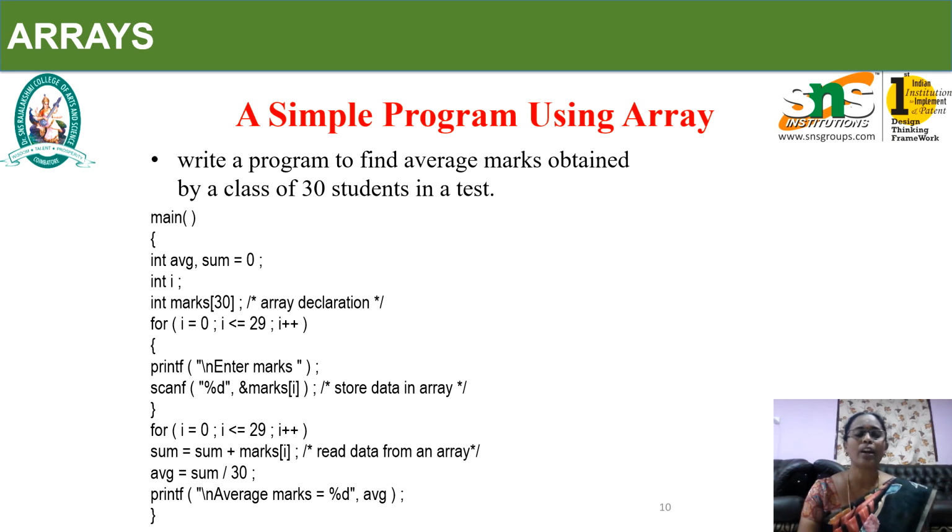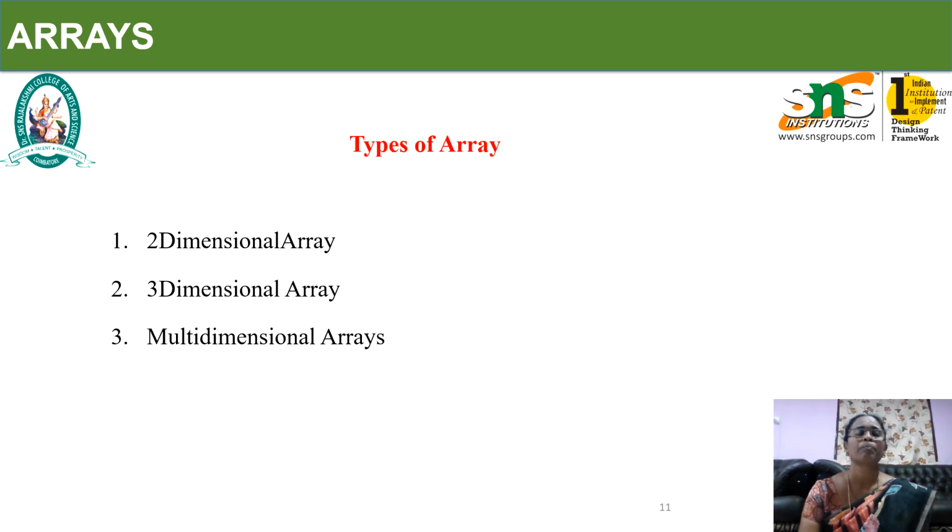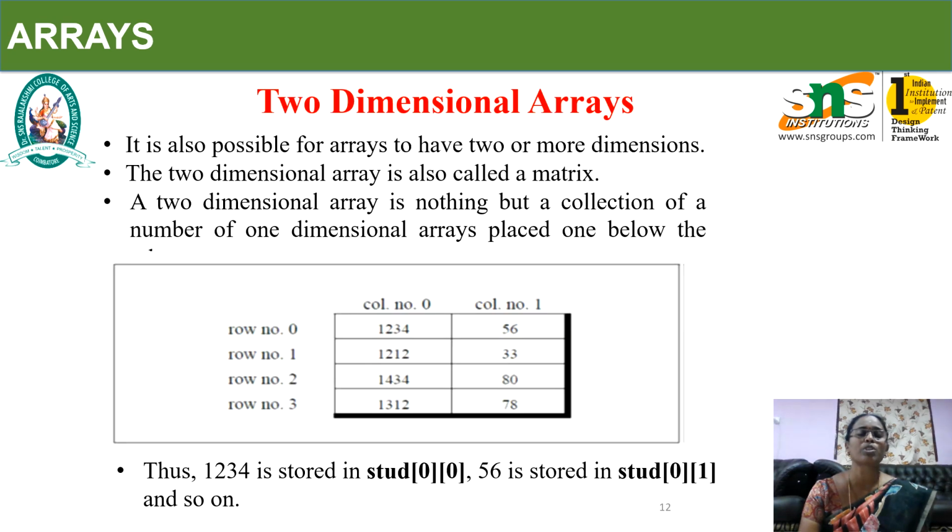I am going to add all the marks and it is going to be displayed with the average by calculating average is equal to sum by 30. There are different types of arrays in C programming. 2-dimensional arrays, 3-dimensional arrays and multi-dimensional arrays are also provided. So far we have discussed only the 1-dimensional array, but now we can discuss 2, 3 and multi-dimensional arrays. It is also possible for an array to have 2 or more dimensions.